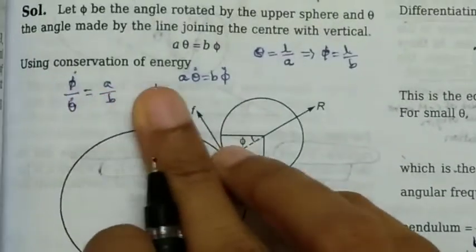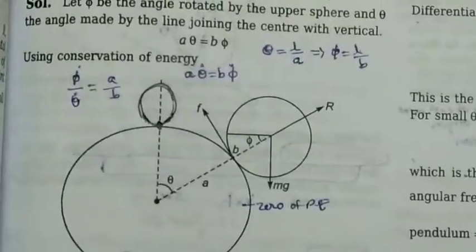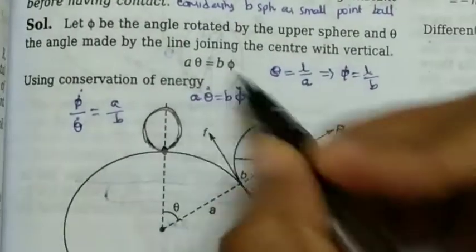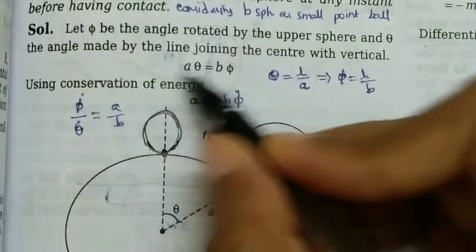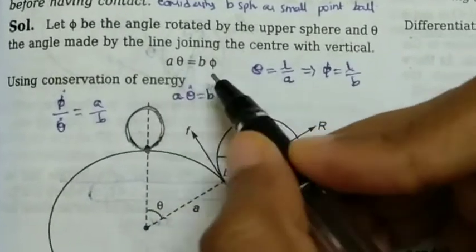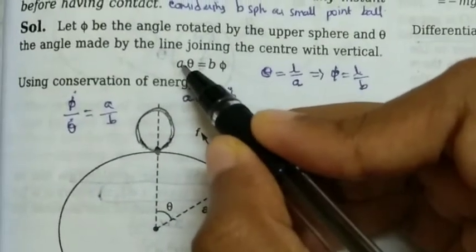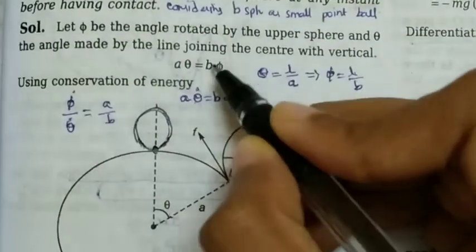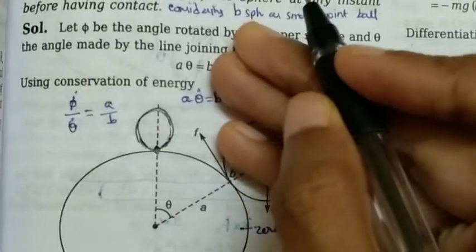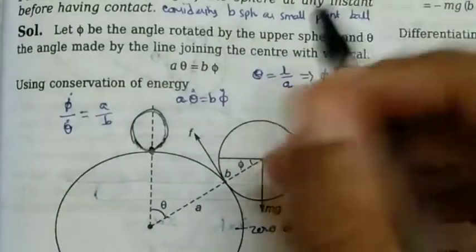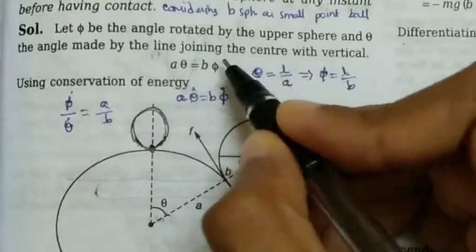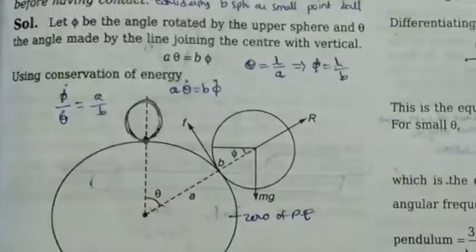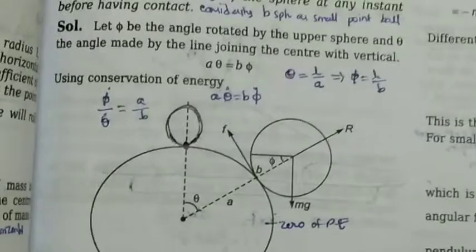Another important point, which will also help in the calculation with conservation of energy: if we differentiate on both sides with respect to time, A is a constant and can be kept aside, so we get A theta dot. Here B also has to be kept aside, as it is a constant radius, and phi dot. So A theta dot is equal to B phi dot. If we differentiate this equation on both sides, we get this equation.